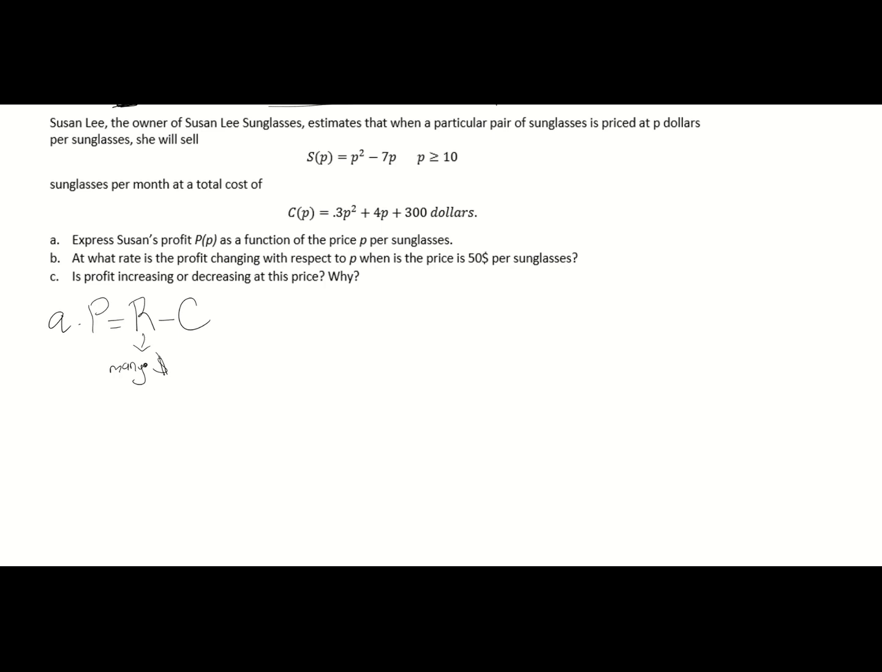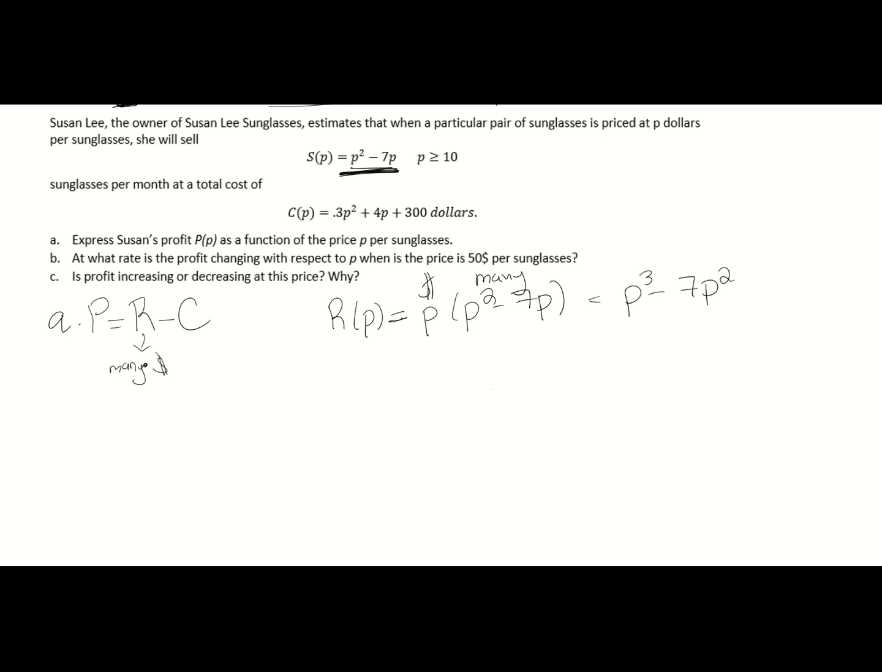So here it gives you the price. It tells you that the price is P squared minus 7P. So first we're going to find the revenue. R of P is going to be how many we're selling. Since we know that the price is P per sunglasses, she's selling right now this many, P squared minus 7P. The price is P, and she's selling P squared minus 7P. So this is the amount, and this is how many she's selling. So that's going to be P cubed minus 7P squared.